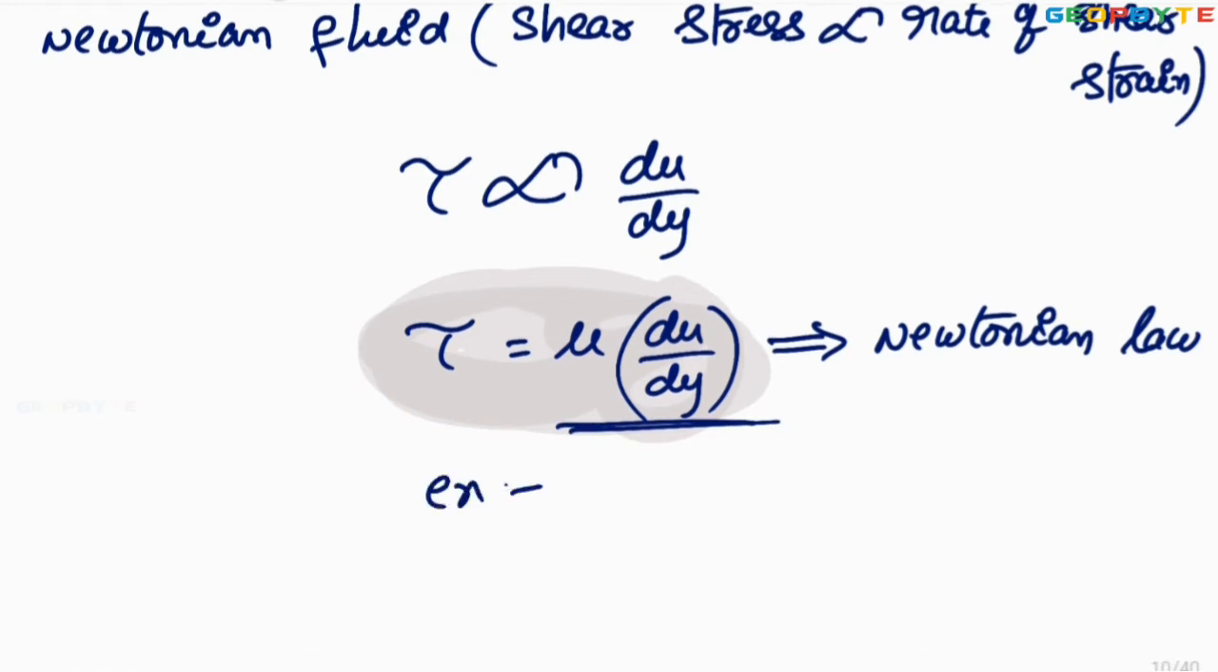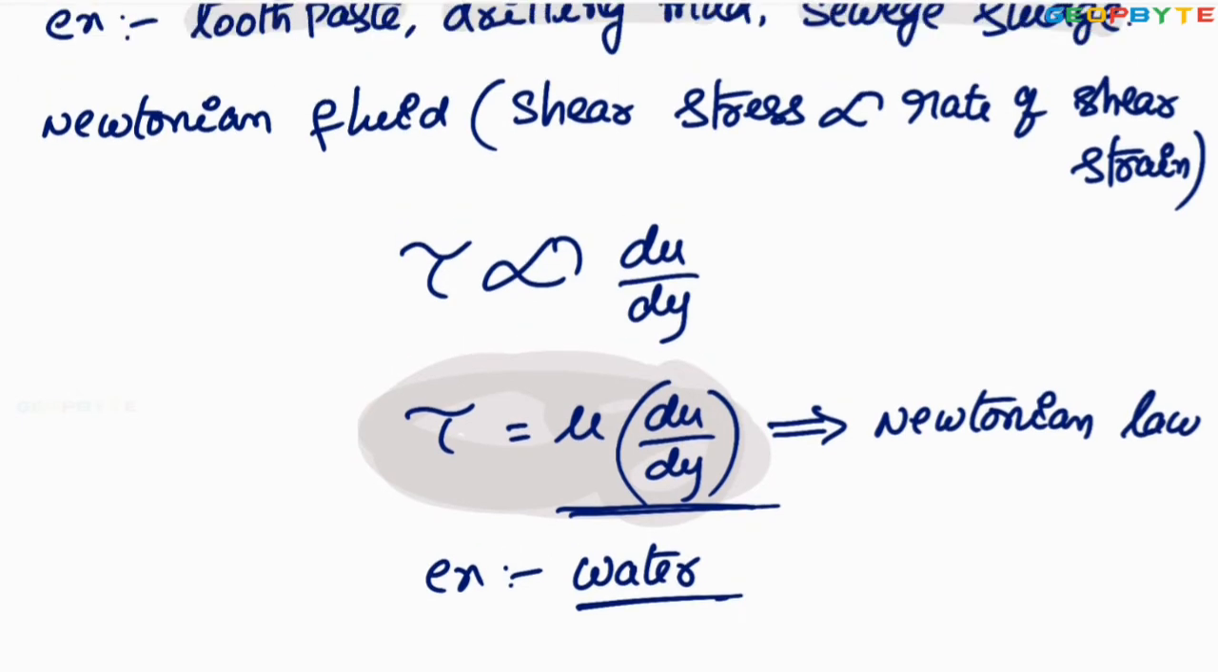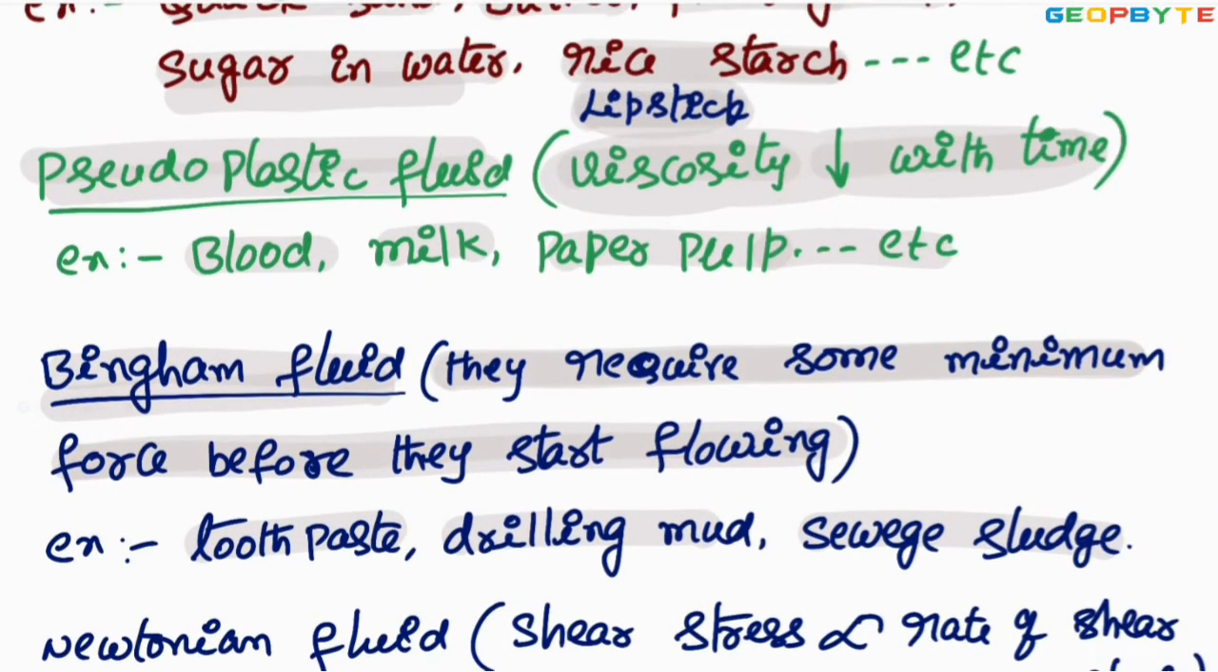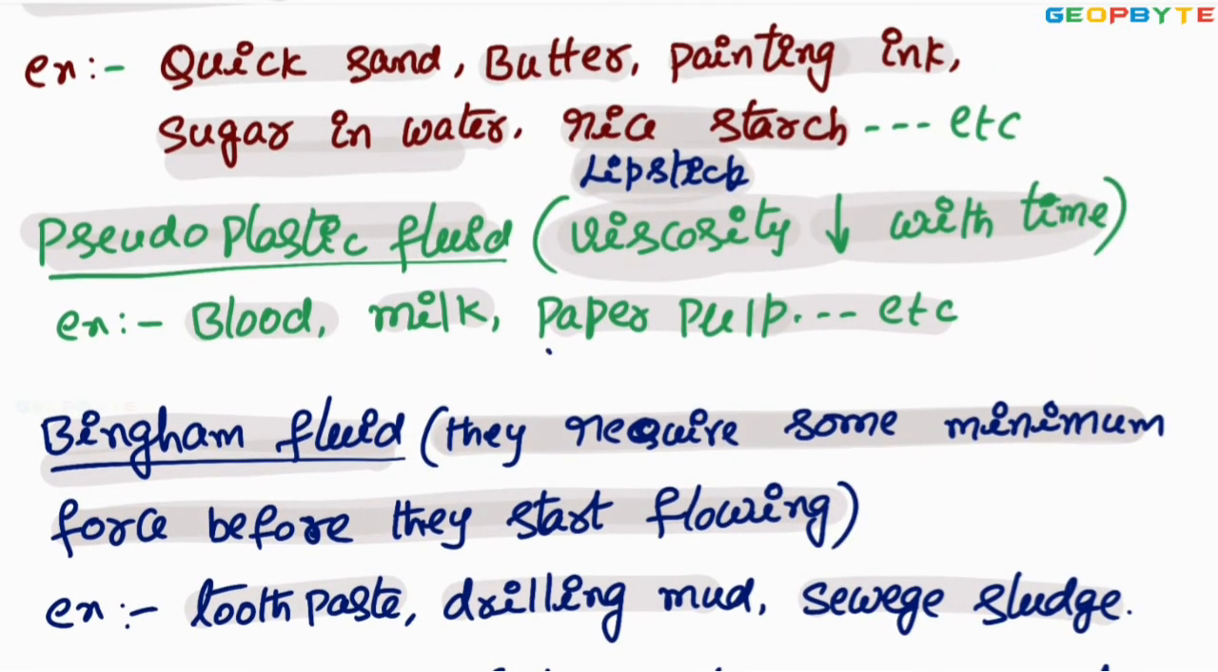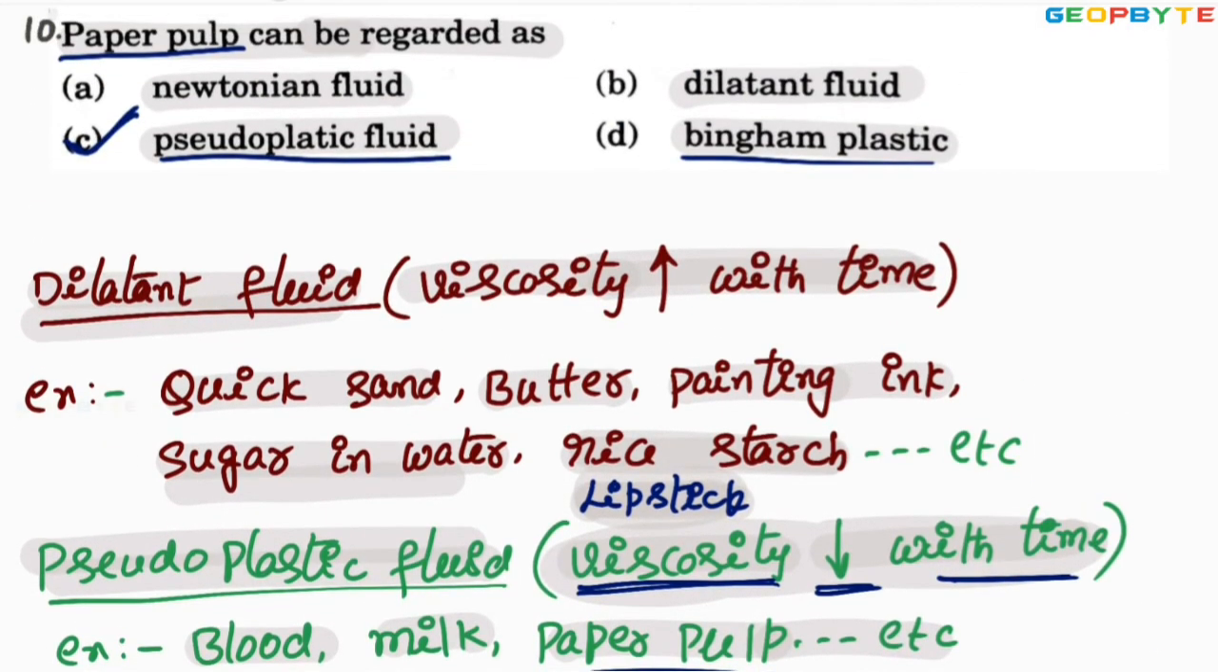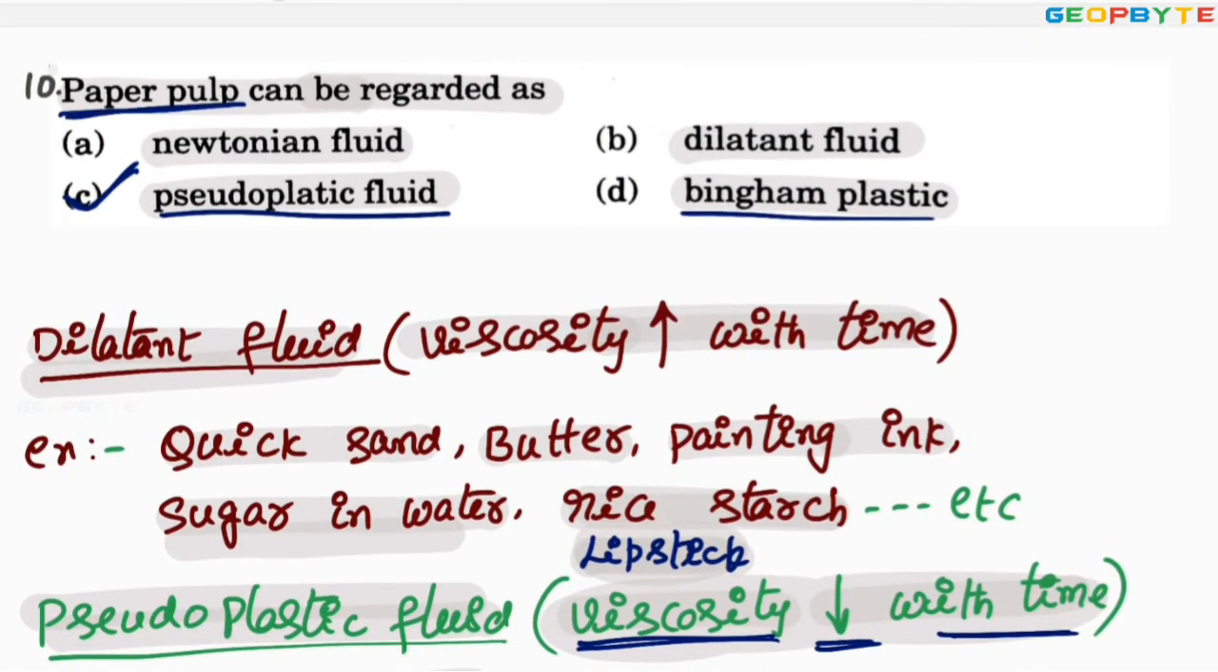The best example for a Newtonian fluid is water. I hope you got my point. Here, paper pulp comes under pseudoplastic fluid. Pseudoplastic fluid means viscosity decreases with time. Since it is asked, paper pulp comes under pseudoplastic fluid, in which the viscosity decreases with time.